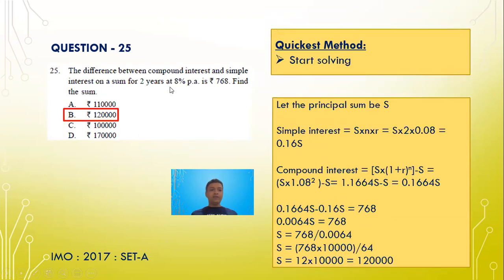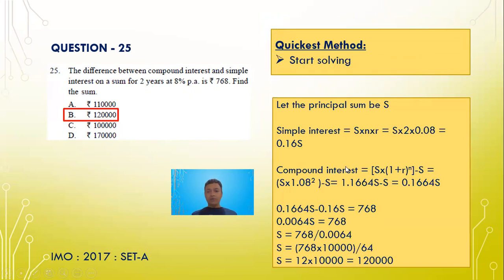Okay. The difference between compound interest and simple interest on a sum for 2 years at 8% per annum is 768. Find the sum. So let the principal amount be S. Simple interest is S into number of years into rate of interest. So S into number of years, which is 2. What is the rate of interest? 8%, which is 0.08. 0.08 into 2 is 0.16. So first, simple interest is 0.16 S.